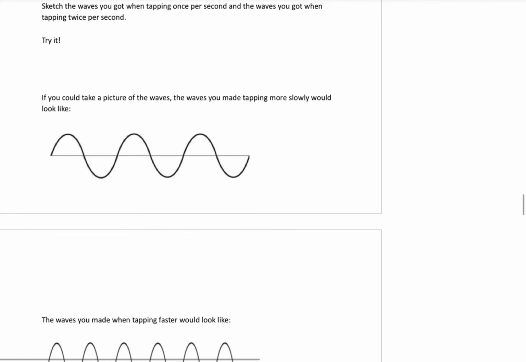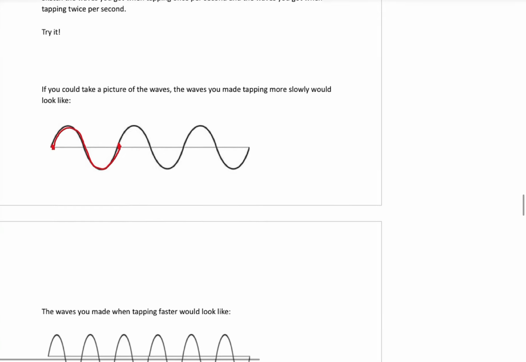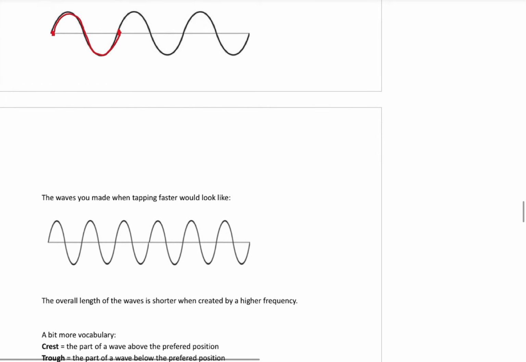If we had a fancy camera and could take a picture of the side of the water waves, when you're tapping slowly, they would have this kind of wave shape. If you've done grade 11 math, sometimes we call it sinusoidal, like a trig function, over and over again. If that's what the wave looked like when you're tapping the water slowly, when you tap the water quickly, that's the change you should see.